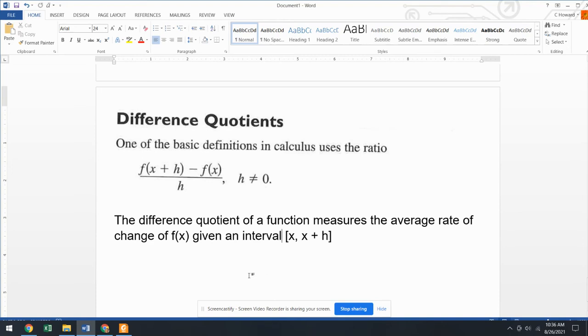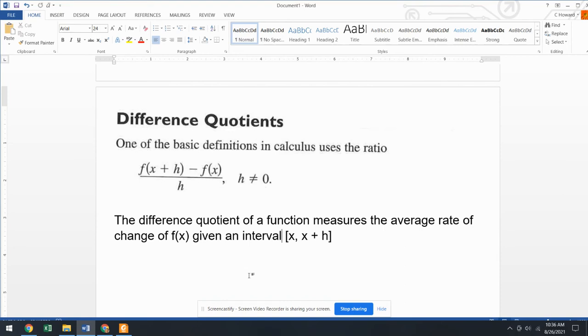One of the most basic definitions in calculus uses this ratio, f of x plus h minus f of x, all over h. When you do that difference quotient, you are finding the average rate of change of that function over some interval. Ideally, they would tell us what the value is for x and what the value is for h, and that would make the whole process a lot easier because you could just evaluate the function at those points.